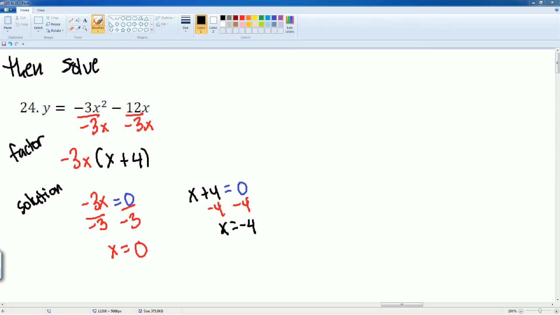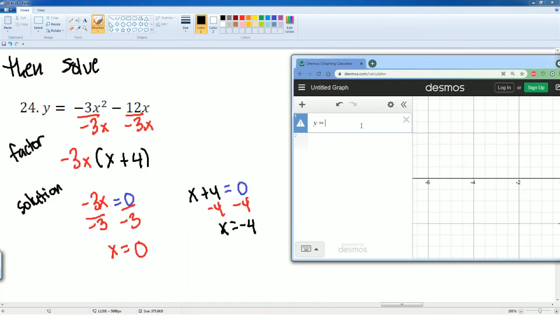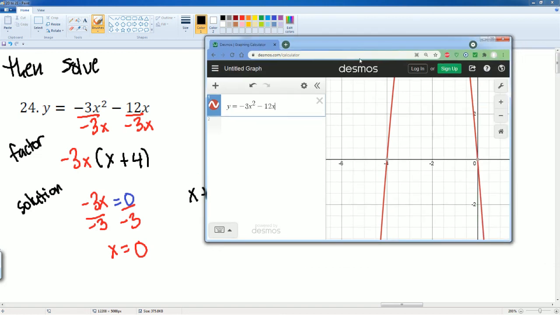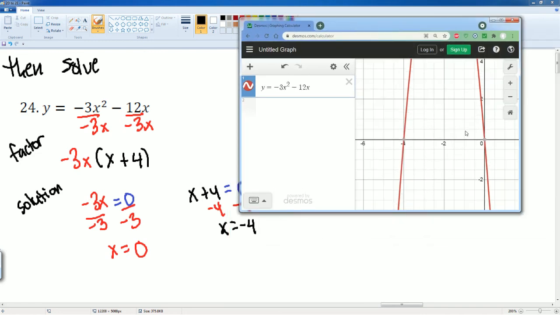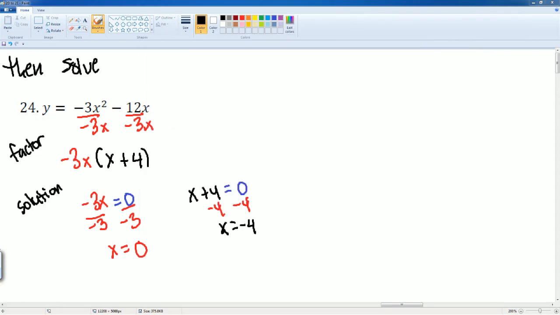How can we tell? Let's graph it on Desmos to double check our work. So it's negative 3x squared minus 12x. There are always two solutions because this is a quadratic. Negative 4, do we have negative 4? Yes, we do. And we have 0. Negative 4 and 0. There you go. Those are your solutions.